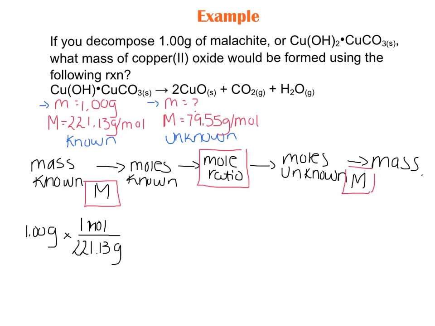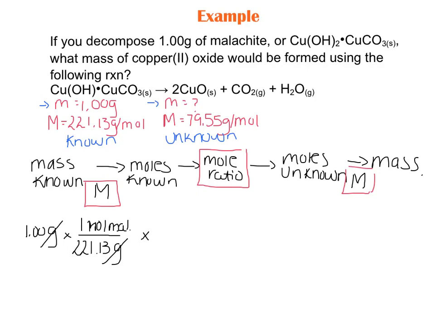Remember, we can write the ratios either way. We can always flip them, like 1,000 meters in 1 kilometer, or 1 kilometer equals 1,000 meters. Either or. Okay, now we've canceled out grams, and we're left with moles of our malachite. All right, that was our known. Now that we're at moles, we get to use our mole ratio.